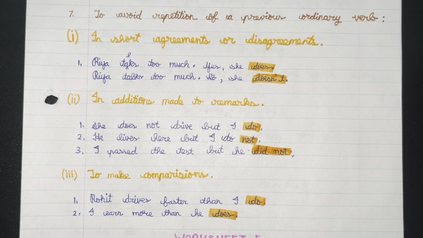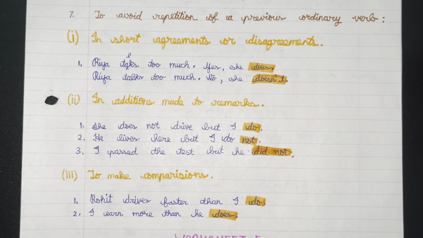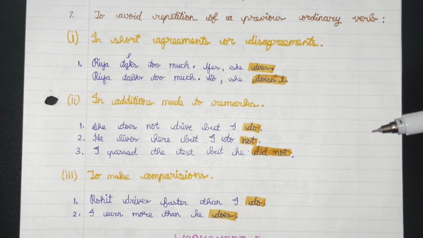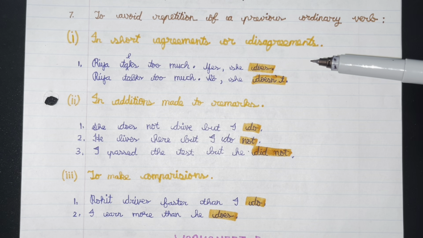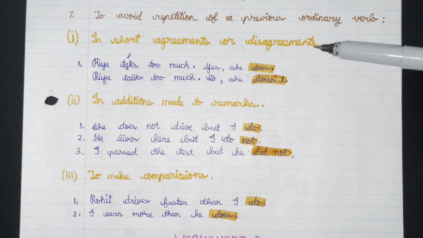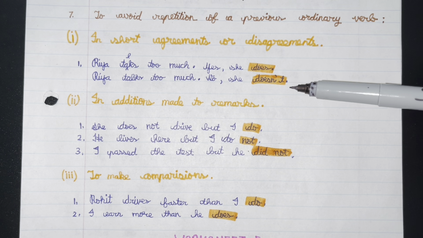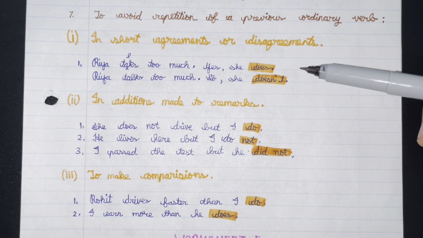Seventh function, to avoid repetition of a previous ordinary verb. In the previous function, we saw to avoid repetition of the main verb, but here we are saying to avoid repetition of a previous ordinary verb. There are 3 ways: in short agreements or disagreements, in additions made to remarks, and to make comparisons. First one, in short agreements or disagreements. For example, Ria talks too much. Yes, she does. So this is an agreement. Ria talks too much. No, she doesn't. So this is a disagreement. So here does and doesn't are used in these places.